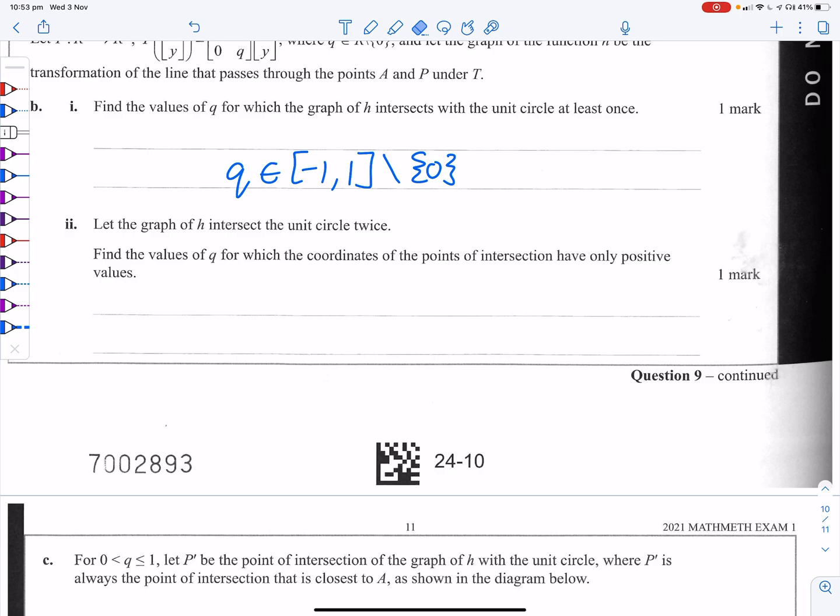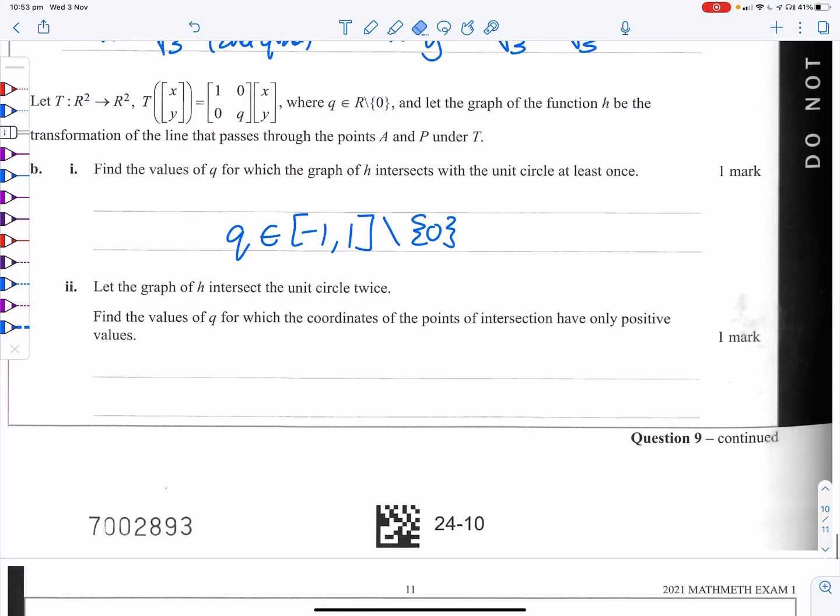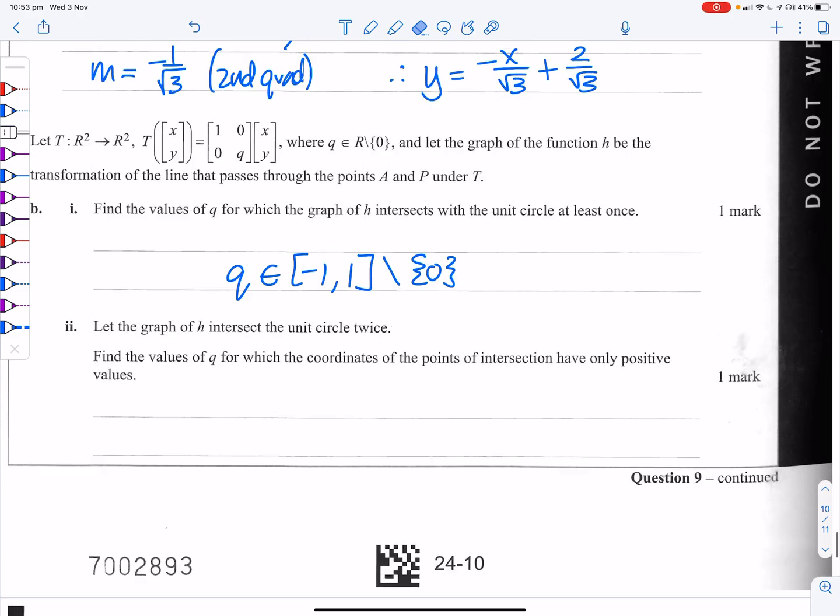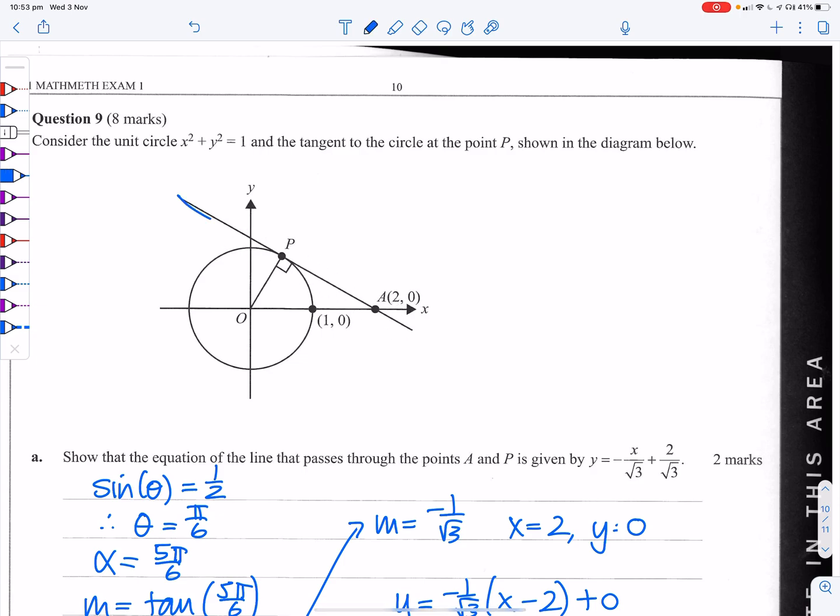Okay, let the graph of h intersect the unit circle twice. Find the values of q for which the coordinates of the point of intersection only have positive values. So it can't be there because that's only touching at that point. But if q was here, that coordinate has positive values, but this one has a negative value and a positive value. So that one is no good. So we can start it from here, and then we can go up to this point here. But we can't include this point because the x value would be 0.